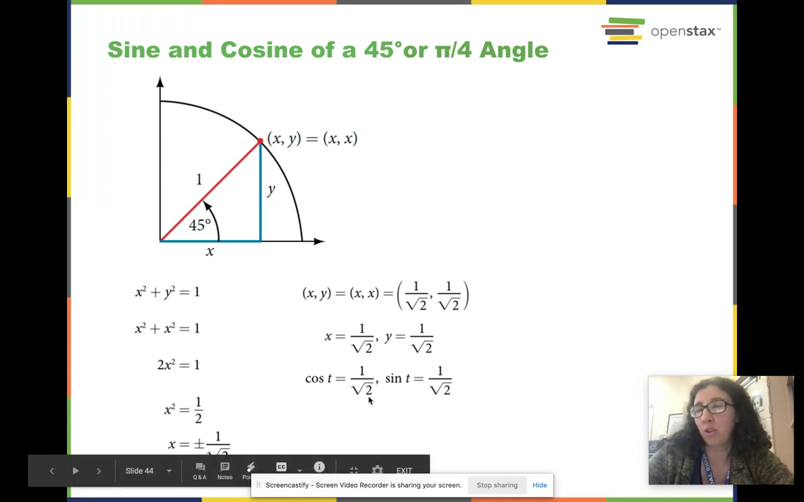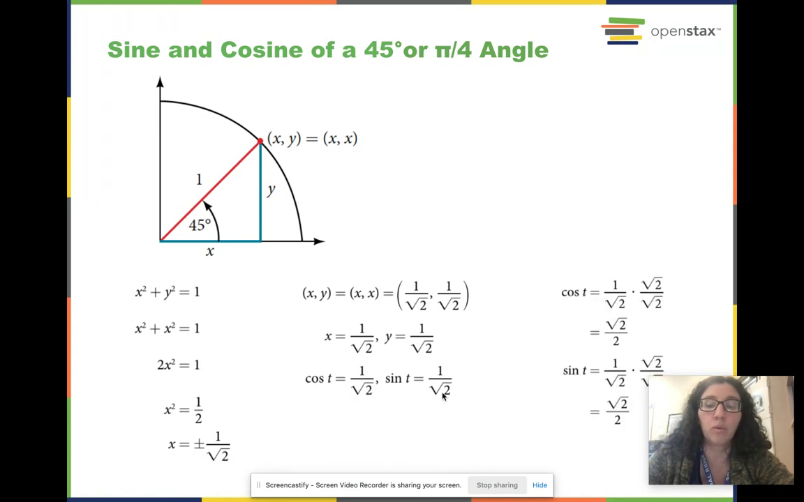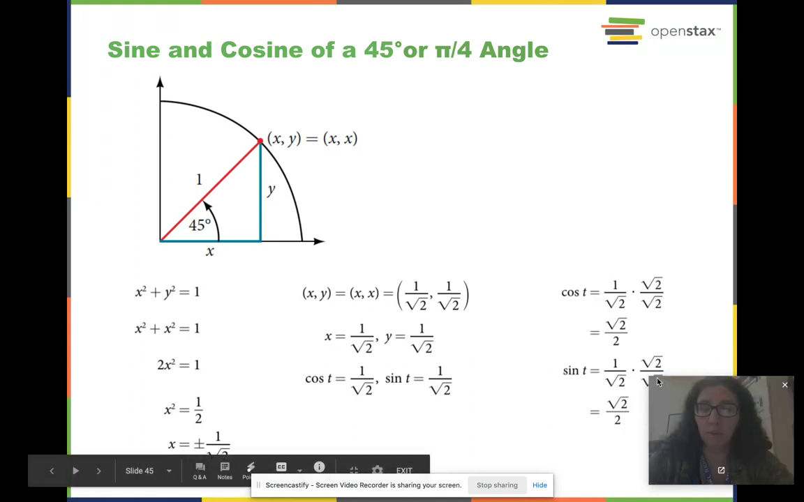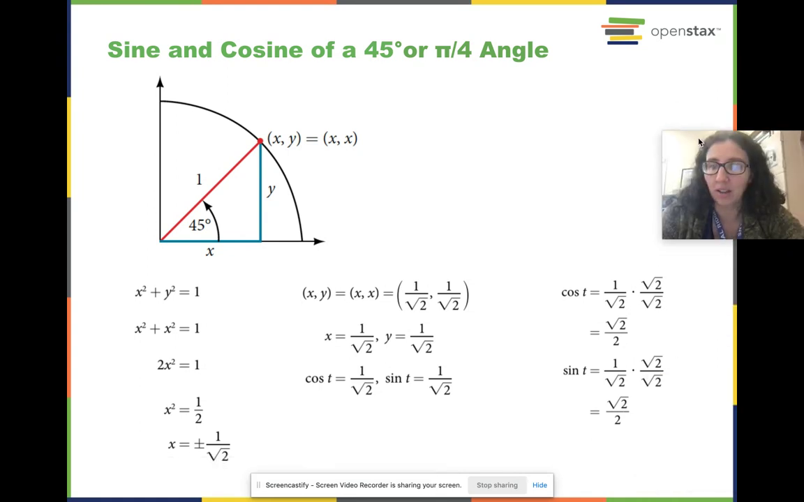And hopefully this bothers you just a little bit. Remember, we don't like to have radicals in the denominator. So we need to rationalize that denominator. Ooh, and my picture is covering it up. Can I move it? Oh, I can. There we go. So we multiply numerator and denominator by square root of 2.